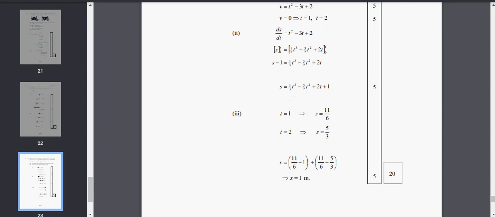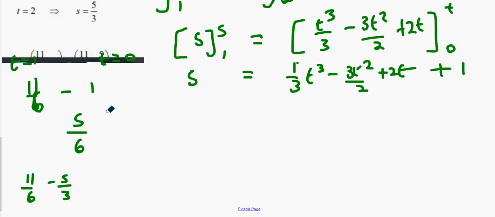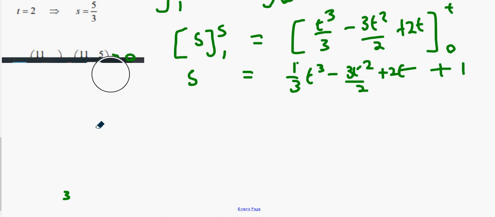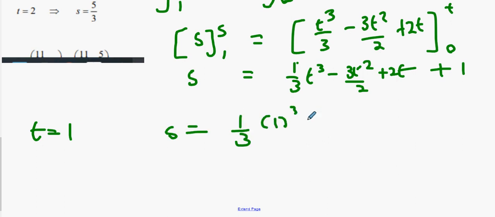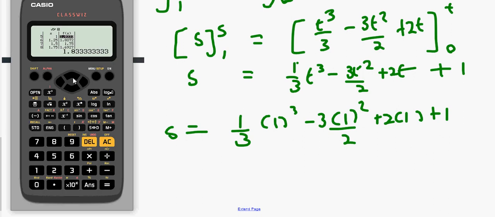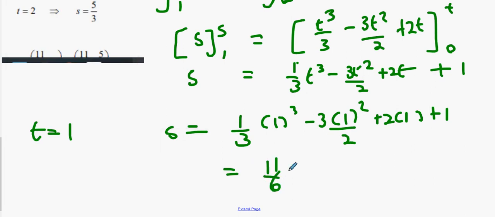So, to get you formal marks here, you know the turning point is t equals 1, s equals 1/3 1 cubed, minus 3 times 1 squared over 2, plus 2 times 1, plus 1. We have that marked as 11 over 6. Alright? But you have to remember that you're already a distance of 1 meter away. So it's technically 11 over 6 minus 1, which is 5/6. Is that okay?